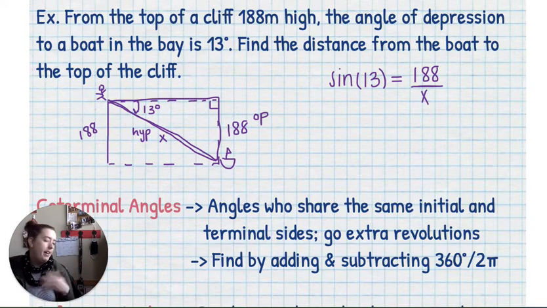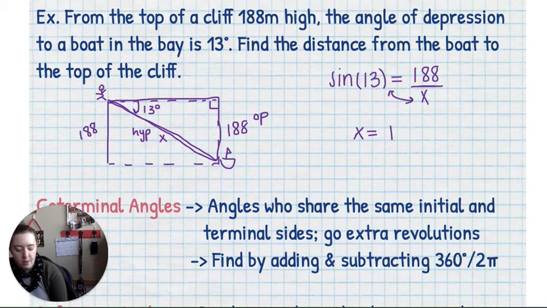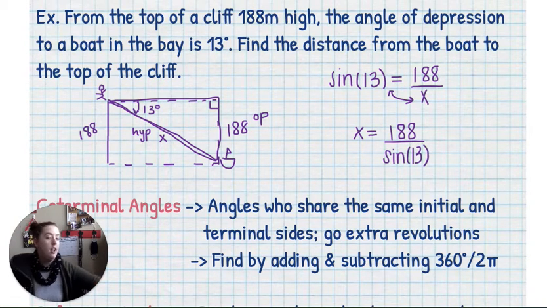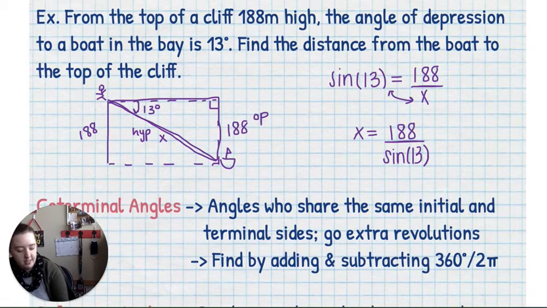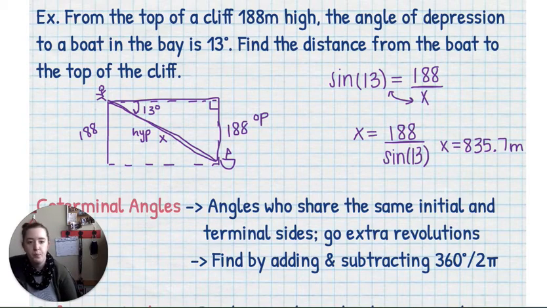Either you're going to multiply by x on both sides and then divide by the sine of 13. You can cross multiply. You might have been told when you were a kid to switch the trig and the x when x is in the denominator. However you want to solve that problem makes me happy. So I have 188 divided by the sine of 13. And then when we pop that into our calculator, we're going to end up with a distance of 835.7, and that's in meters. Cool. So those are things you learned in geometry.